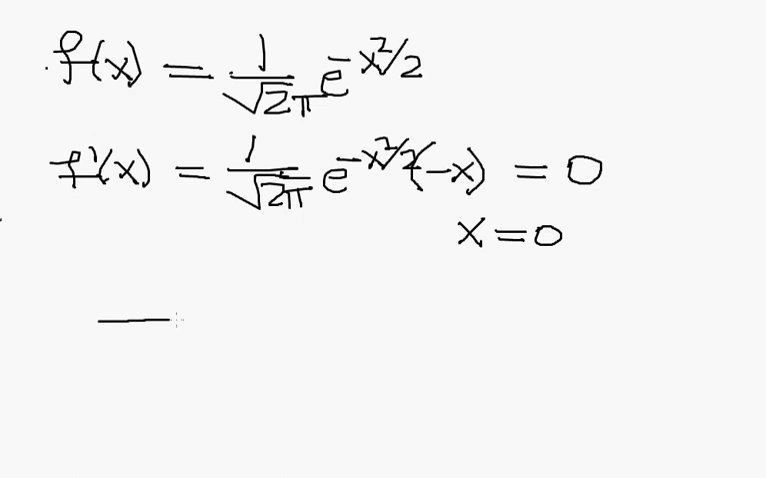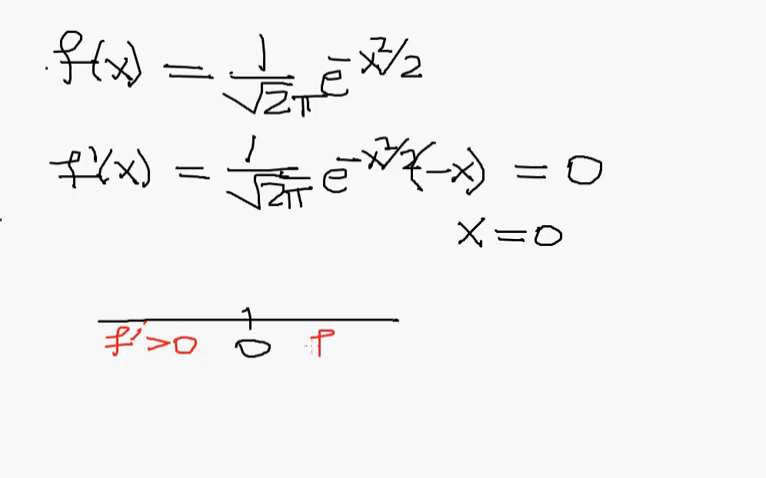Then, to show that it's an absolute maximum, we look at 0 here. If I plug in a number less than 0 here, that's positive. E to the anything is positive, and if x is less than 0, negative a number less than 0 is positive. So for numbers that are less than 0, the derivative is positive.